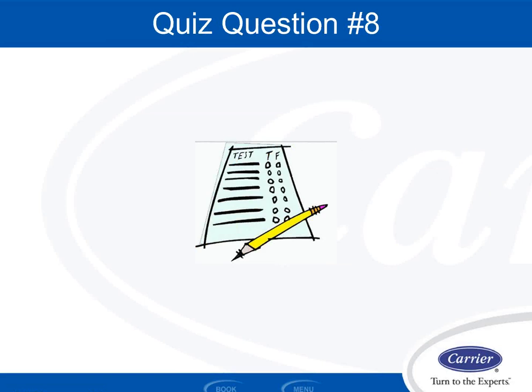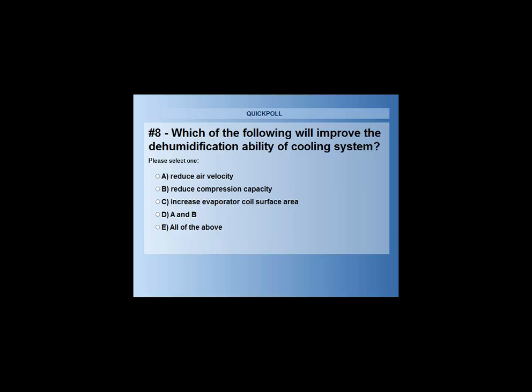All right, let's look at question number 8 on the quiz questions here. We're doing pretty good on time here. All right, so the question is, which of the following will improve the dehumidification ability of the cooling system? A, reduce the air velocity. B, reduce compression capacity. C, increase evaporator coil surface area. D, A and B. Or E, all of the above.